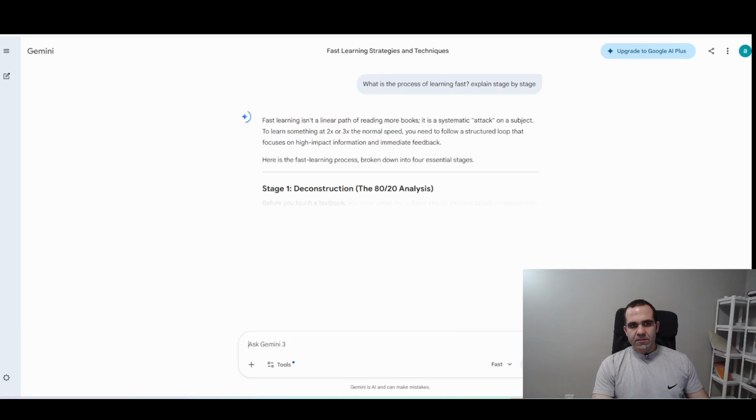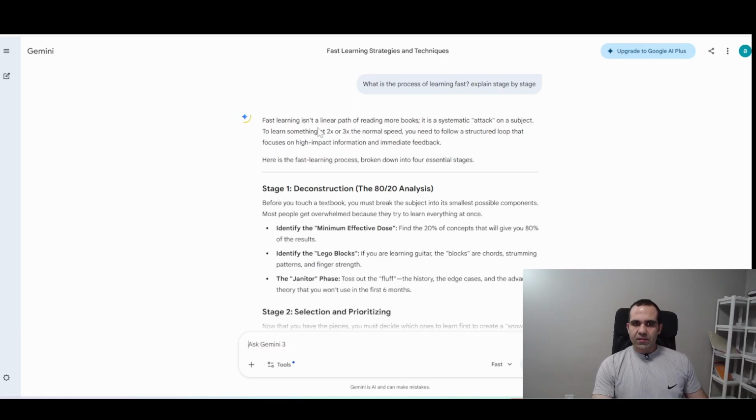Okay. So, stage one: fast learning isn't a linear path of reading more books. It's a systematic attack on a subject. To learn something at two or three times the normal speed, you need to follow a structured loop. So this is a structure, and if you follow it, it could be really helpful. It focuses on high impact information and immediate feedback.